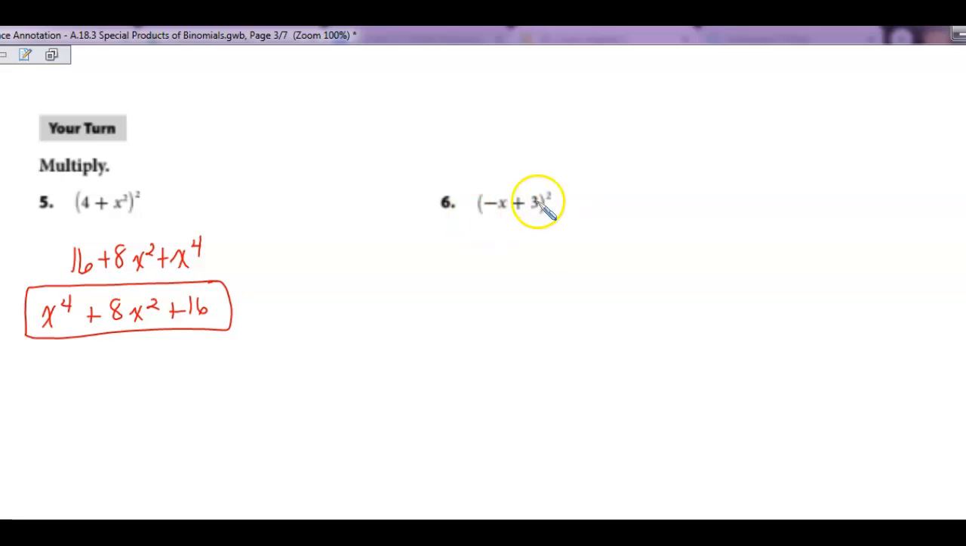All right, same thing here. A squared would be a negative x squared. Negative x times negative x is positive x squared. 3 times negative x is negative 3x, negative 3 times 2 is negative 6x, and 3 squared is 9.